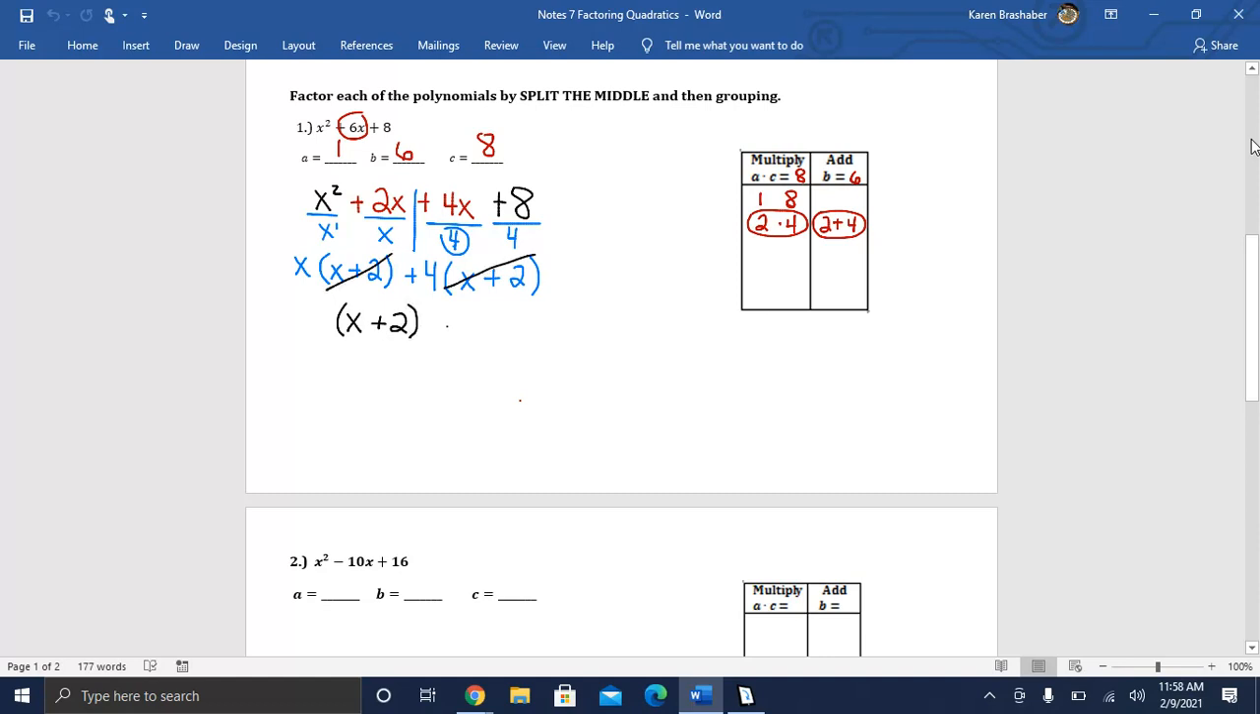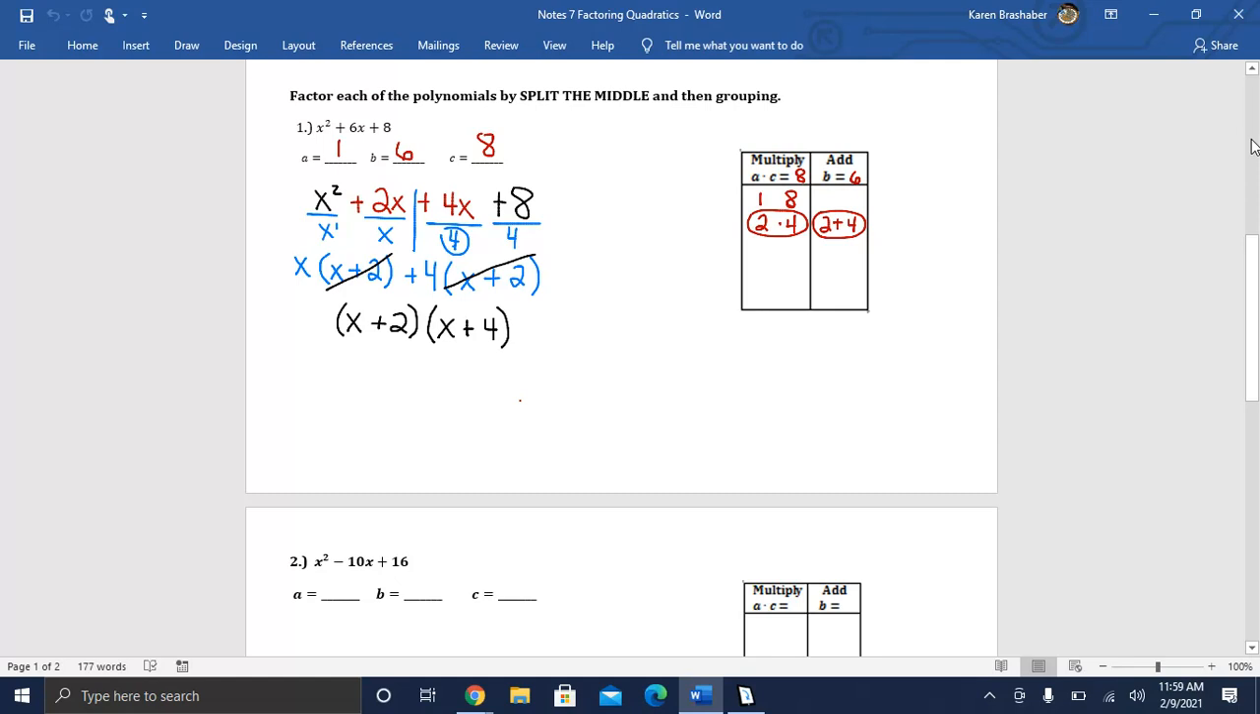And then if I mark that out, it helps you draw your eyes to the other factor, the terms that are not marked out, which are x plus 4. And those two parentheses would multiply together to give us our original problem of x to the second plus 6x plus 8. So those are the factors of that trinomial. All right, we will move on from here.